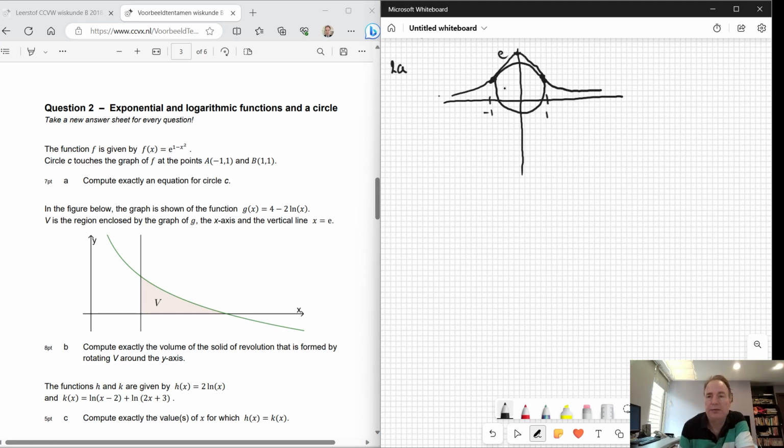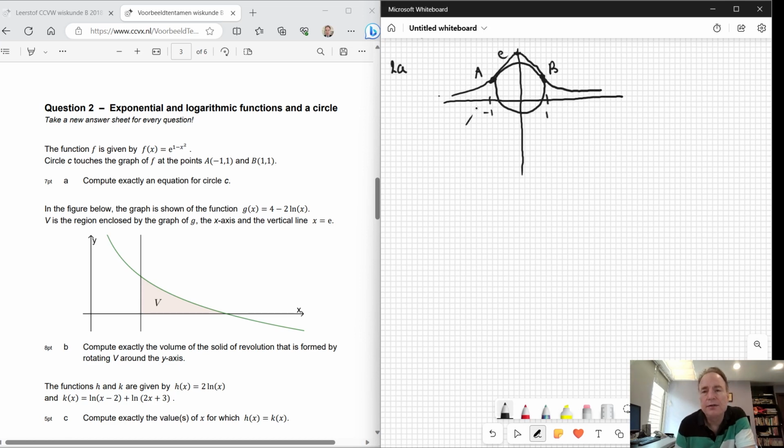Okay, I drew it very poorly actually, but you get the point. This circle has to touch, and this happens to be at minus 1, 1. So the points I drew are A and B already. So what does that mean? If they touch, they both intersect, plus the tangent of function f here is also tangent of that circle.